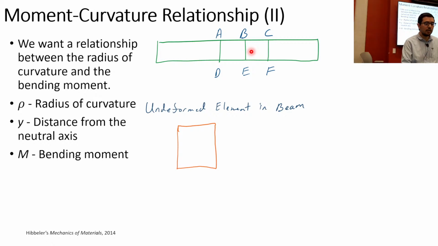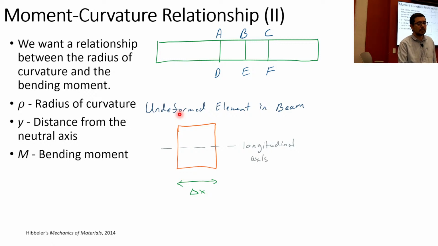Since it's an element, this is essentially infinitesimally small. It could be a little chunk of the beam, or infinitesimally narrow. So we define that as having some width, delta x. And we have a longitudinal axis going through this. So this is a slice.